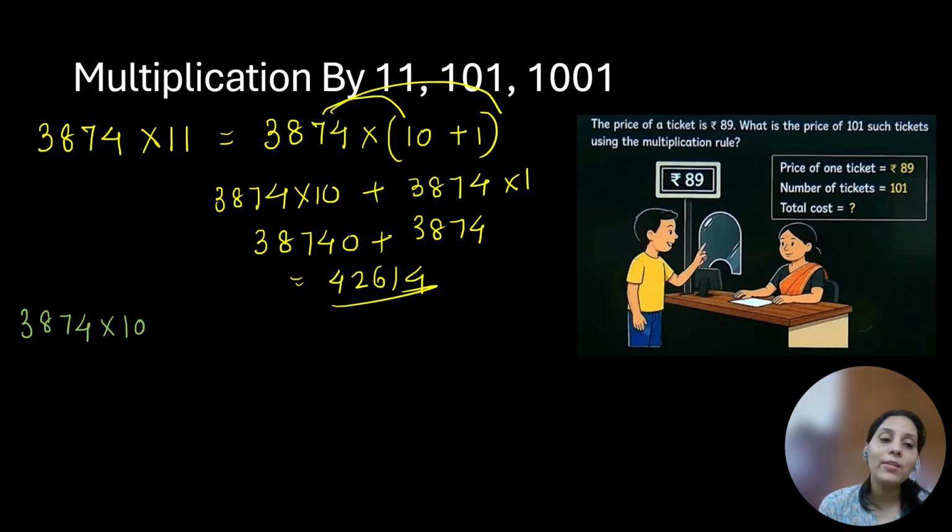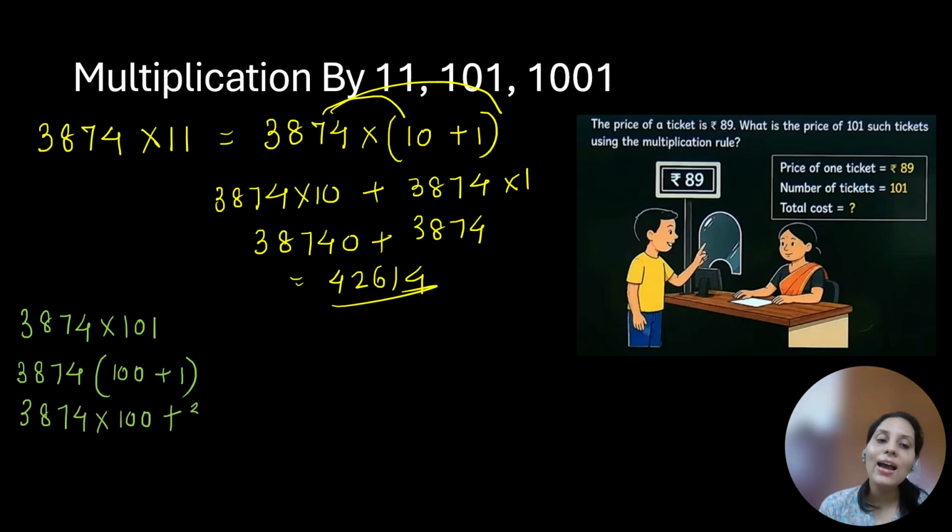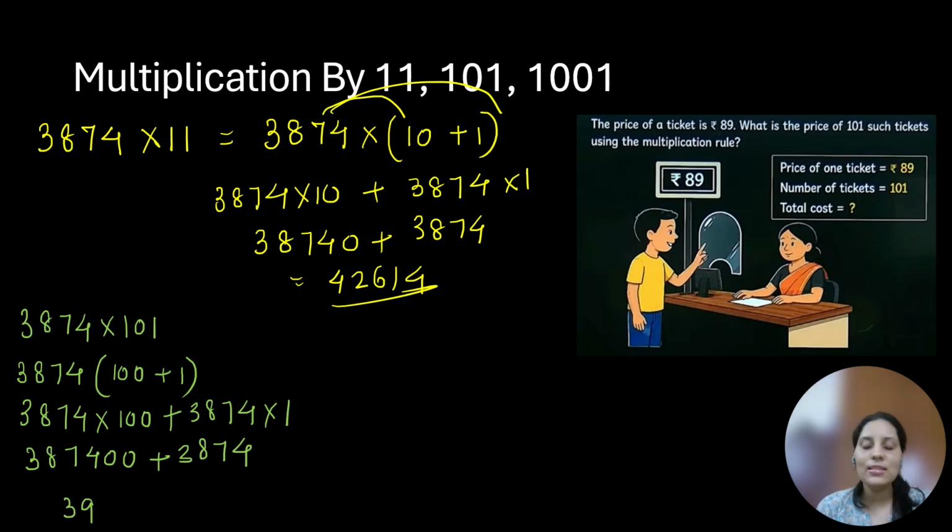Similarly, if I have 3874 multiplied by 101, same procedure. 3874 into 100 plus 1. 101 can be written as 100 plus 1. So 3874 into 100 and 3874 into 1. So what do I get? 387400 plus 3874. The answer is 391274.